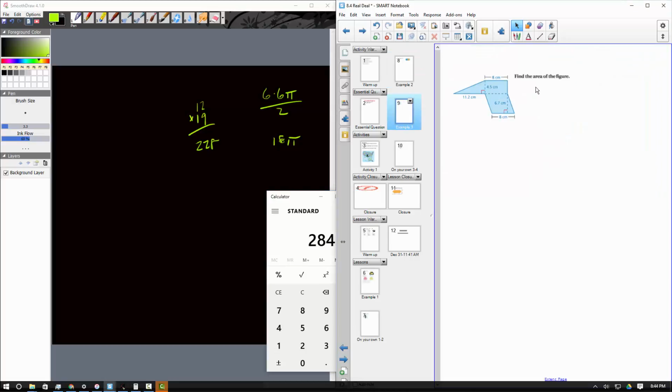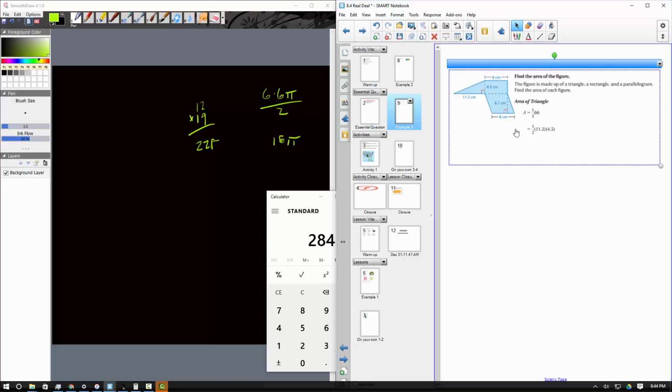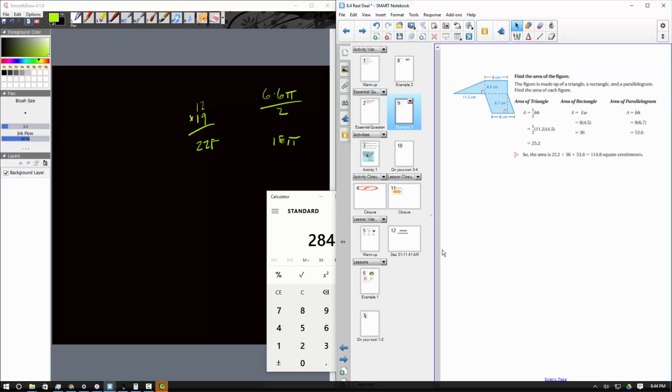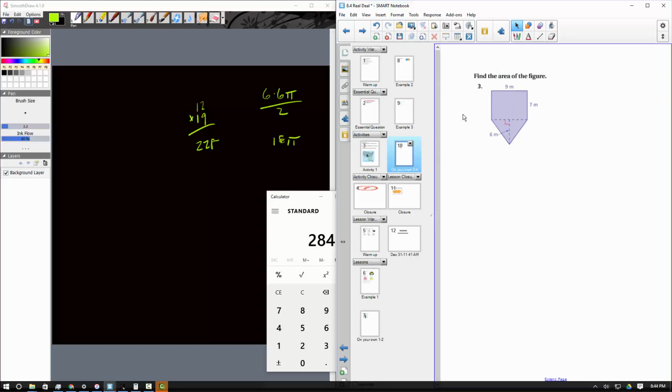And then here's the last one, so find this one. And I would just take my 4.5 times 11.2 divided by 2. I'd figure out this one here. I'd figure out this triangle here, and I can figure out this piece here. And when I do that, I'll get approximately 114.8 square centimeters.